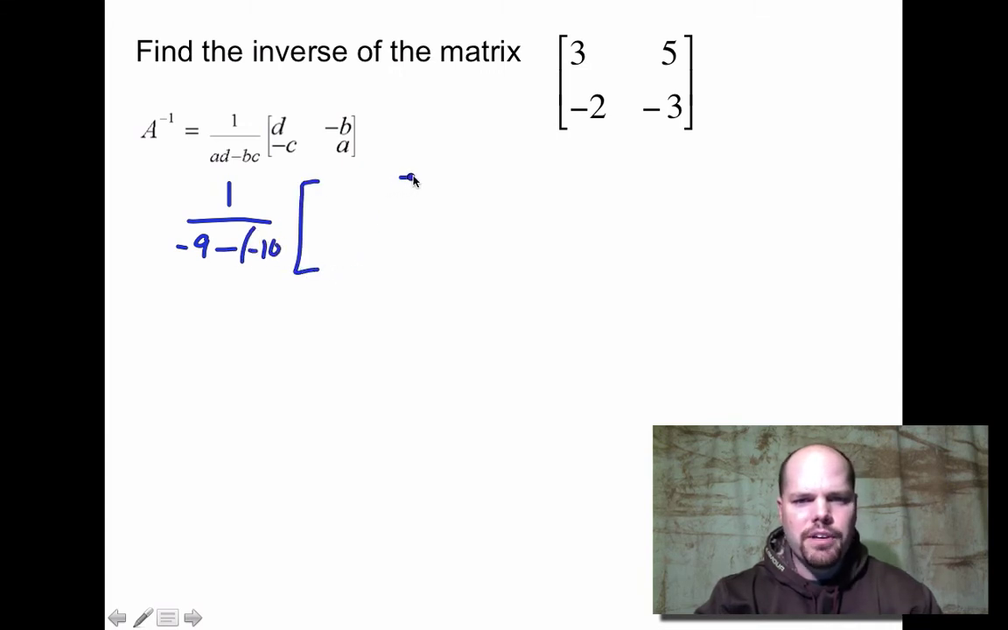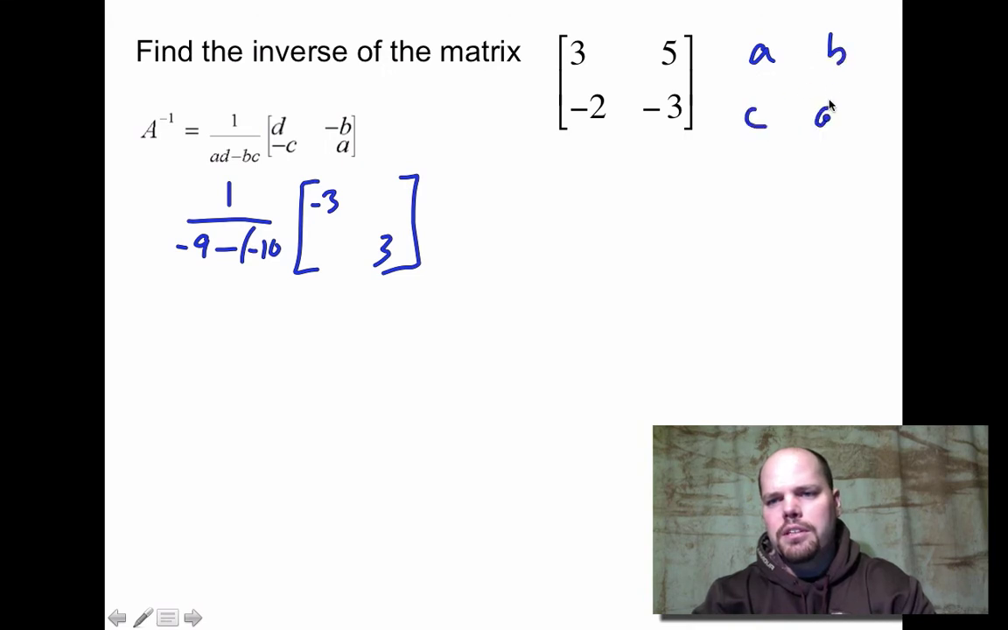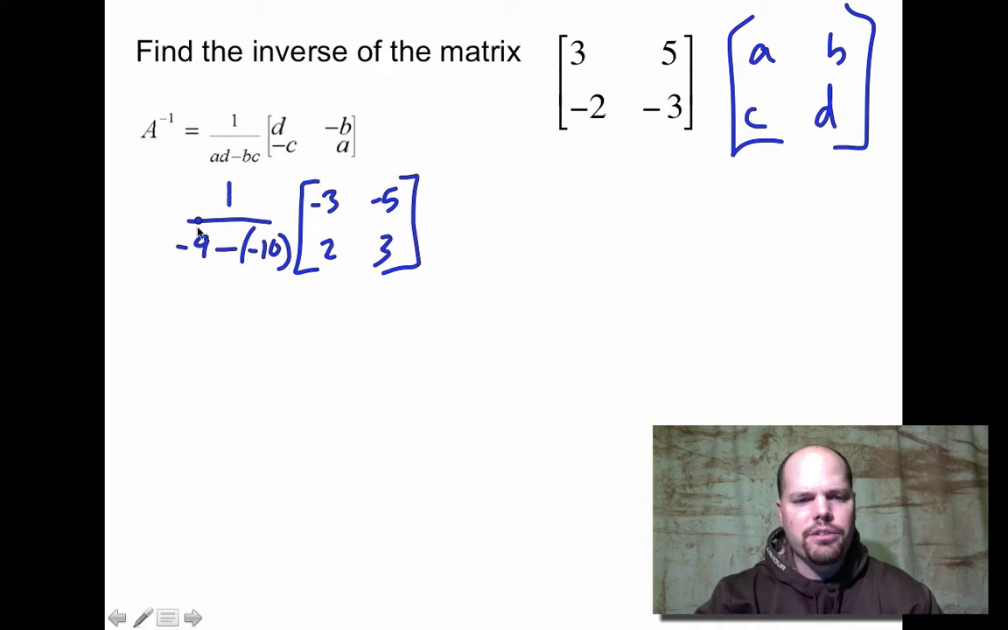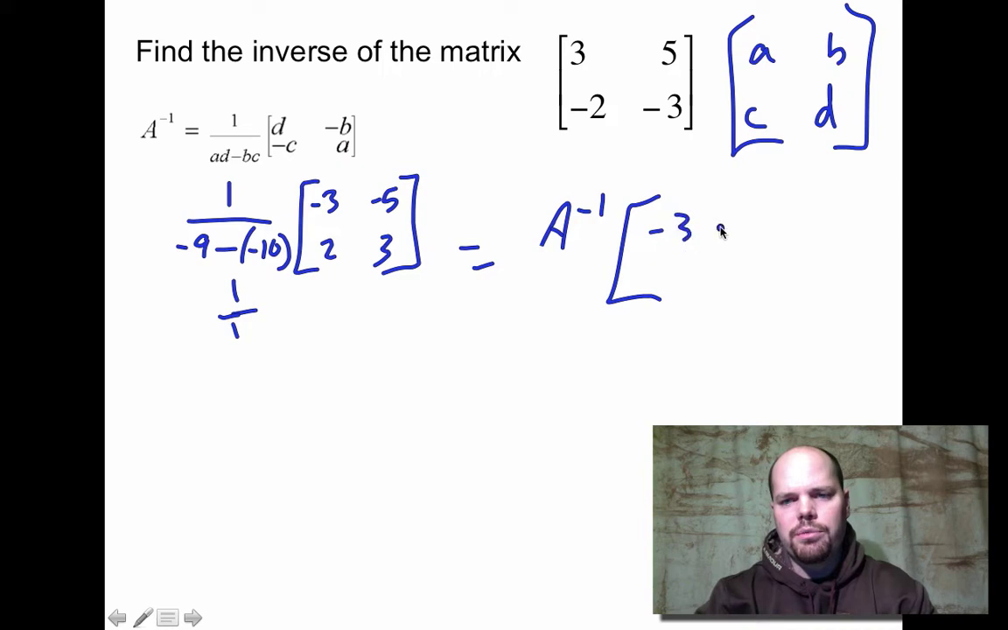Now notice D and A switch spots, so there's a -3 there and a +3 there. B and C stay in the same spots, because remember this was an A, B, C, D matrix, but they become their opposites, a -5 and a +2. The denominator simplifies to -9 plus 10, so that's 1 over 1, and if you multiply this matrix by 1, it just stays itself. So the inverse would be -3, -5, 2, 3.